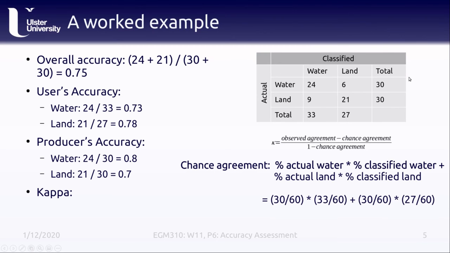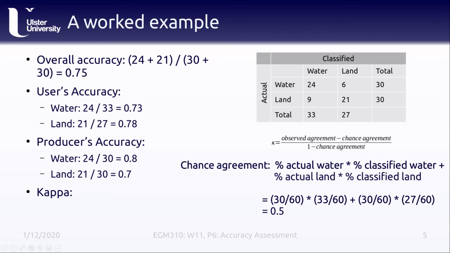So if we put all of this together, we have 30 divided by 60 times 33 divided by 60 plus 30 divided by 60 times 27 divided by 60. We should get 0.5, which is to say that we have a 50-50 chance of correctly identifying a pixel based on the sample that we've drawn.